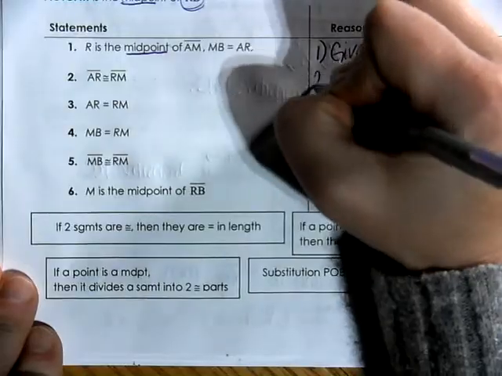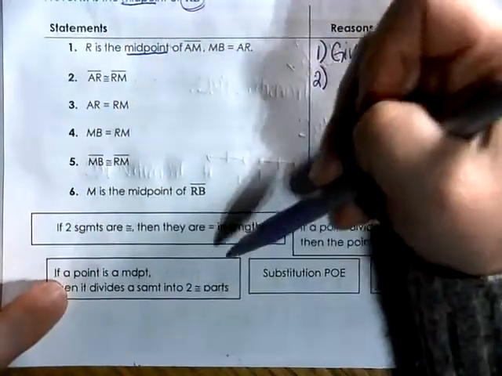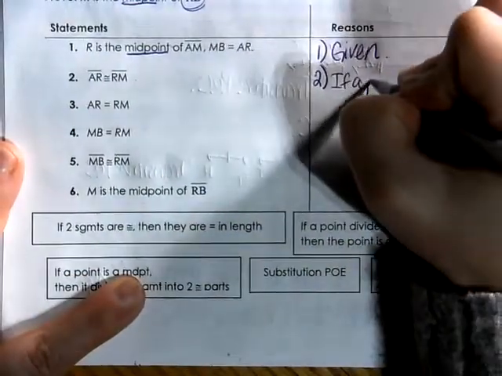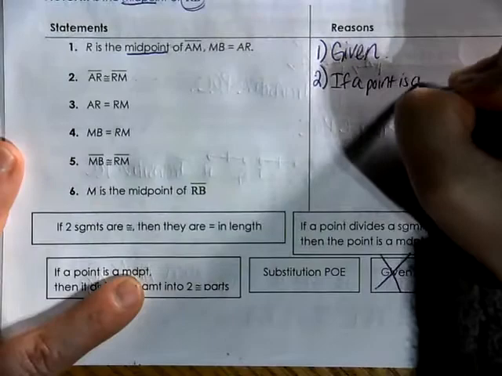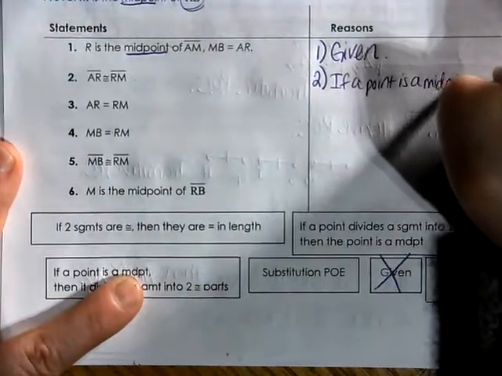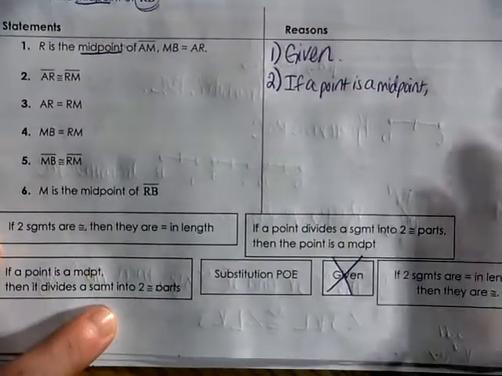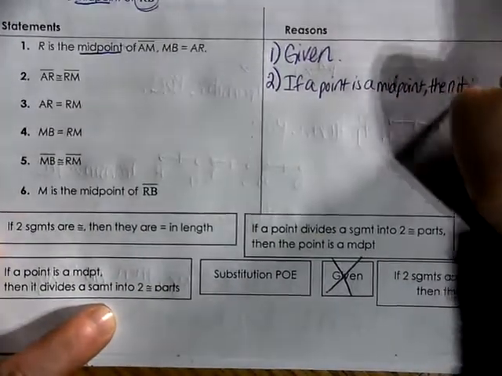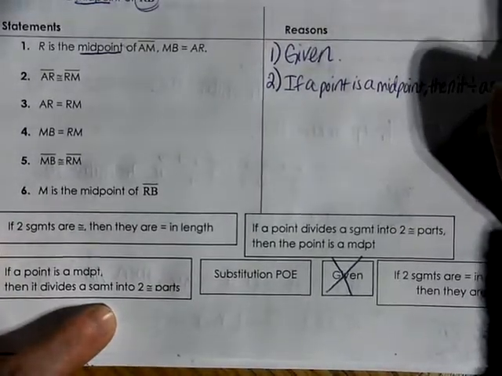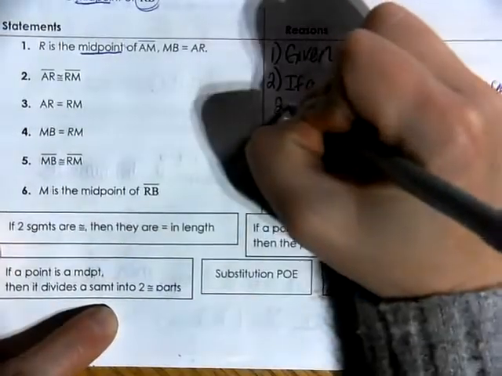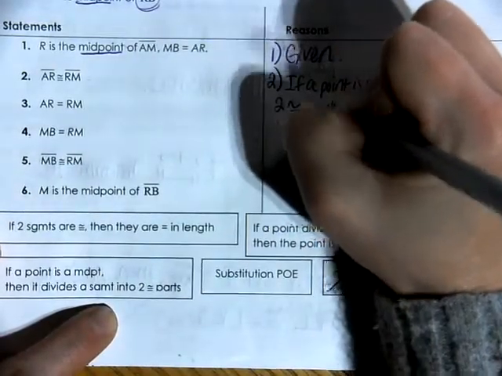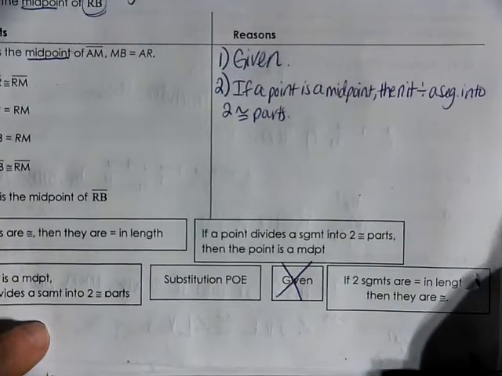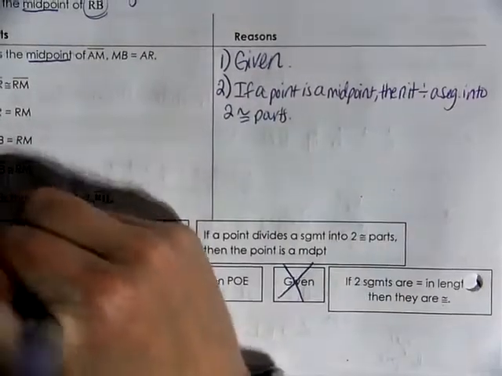So we want statement number 2, what came before was midpoint, and that's what I have here. If a point is a midpoint, then it divides a segment into two congruent parts or segments. You can also say segments as well. If a point is a midpoint, then it divides a segment into two congruent parts.